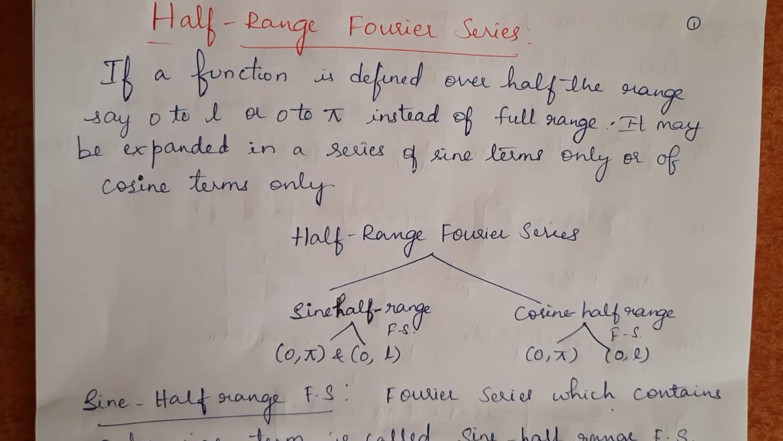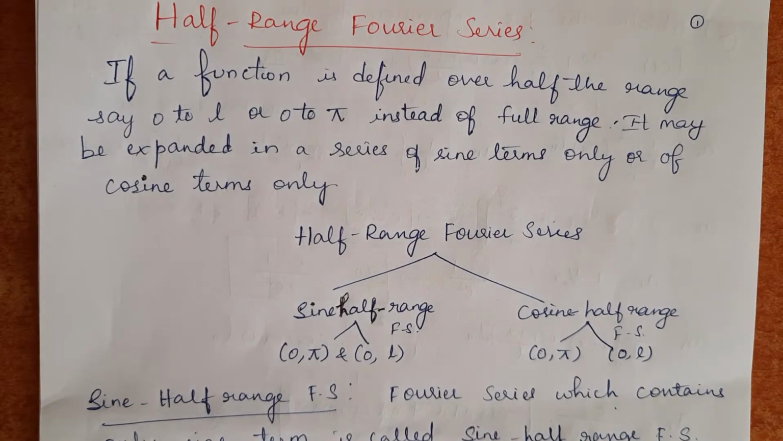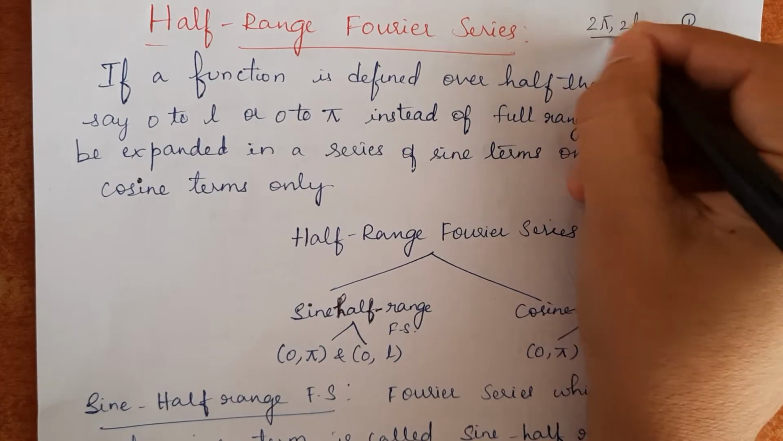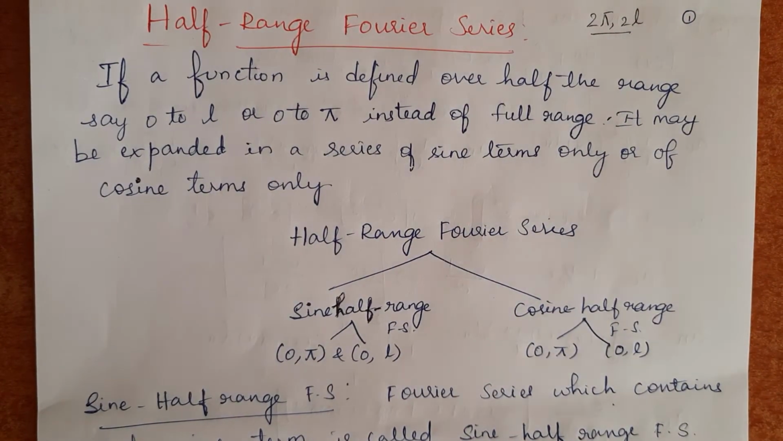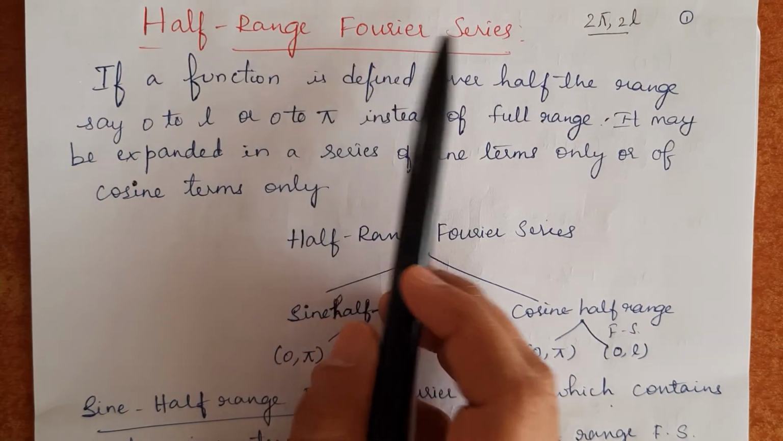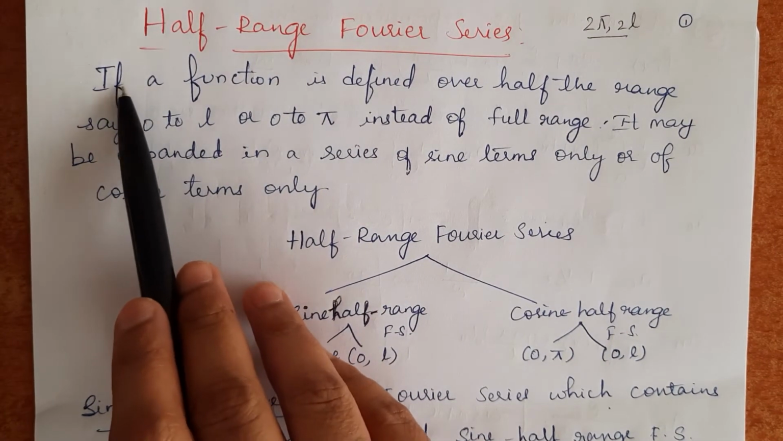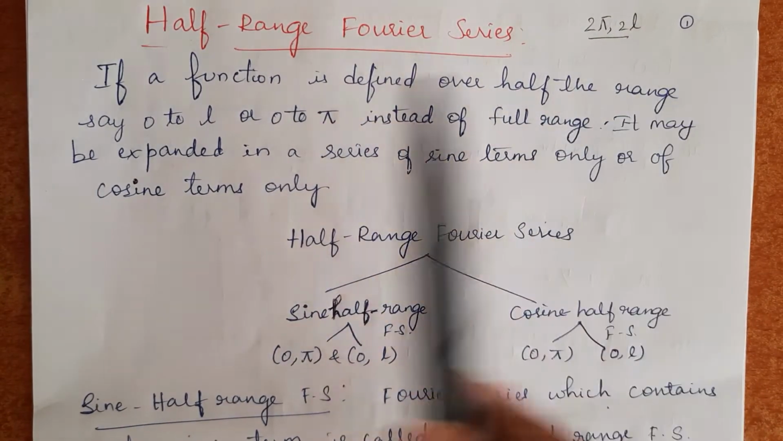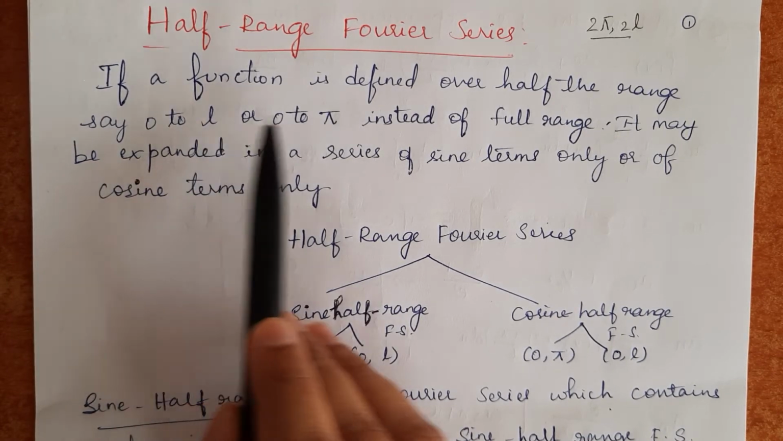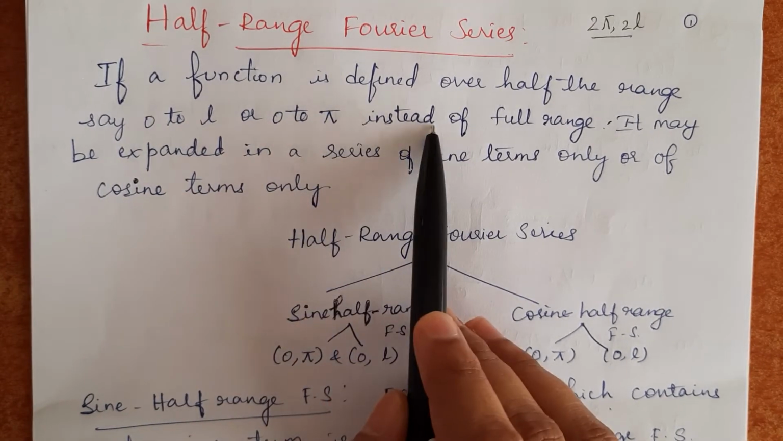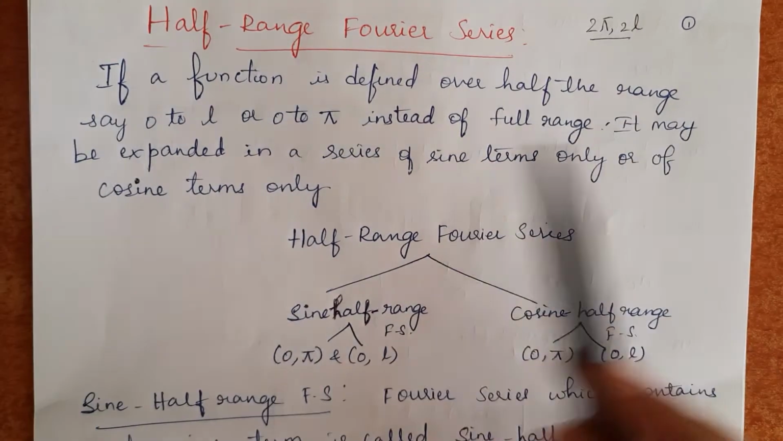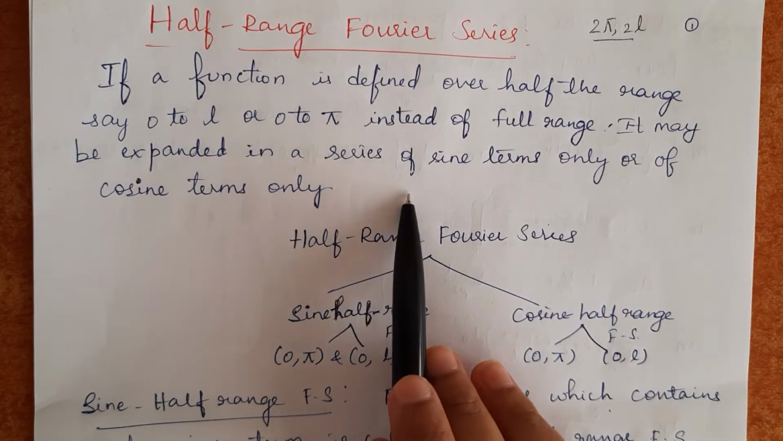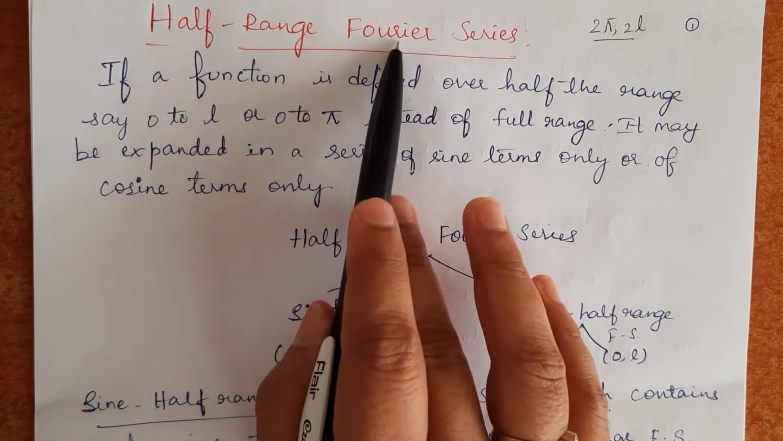Hello everyone. In the last videos we have seen problems on the period 2 pi and the arbitrary period 2l. Now let us see what is half range Fourier series. If a function is defined over half the range, say 0 to L or 0 to pi, instead of the full range, it may be expanded in a series of sine terms or cosine terms only. That is known as half range Fourier series.